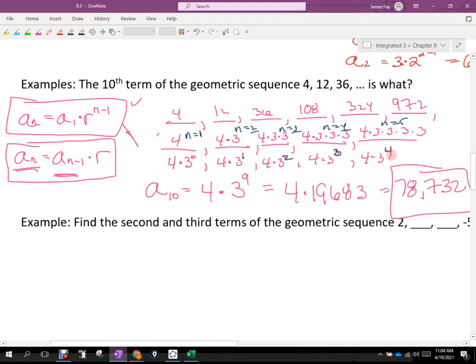How do they relate to each other? How's that 0 relate to that 1? How's that 1 relate to that 2? How's that 2 relate to that 3? That 3 to that 4, that 4 to that 5.